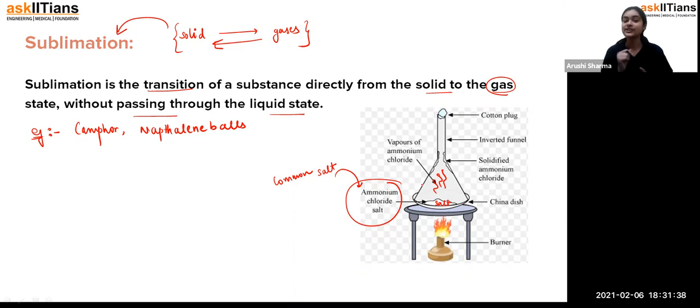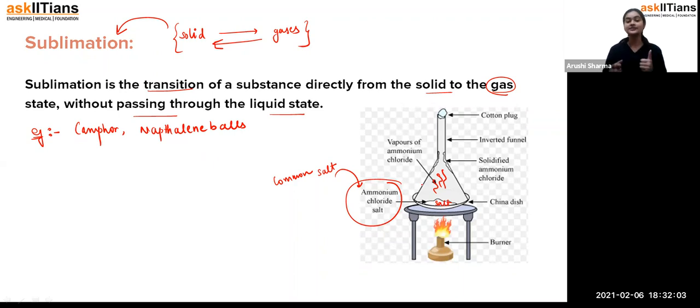But for that, students, you need to know which substances undergo the sublimation process. As I have told you, camphor, naphthalene balls, and now the ammonium chloride salt. These are all components which can be directly converted from the solid state into the gas form by heating, so that you can separate them out. So this is the sublimation process, students.